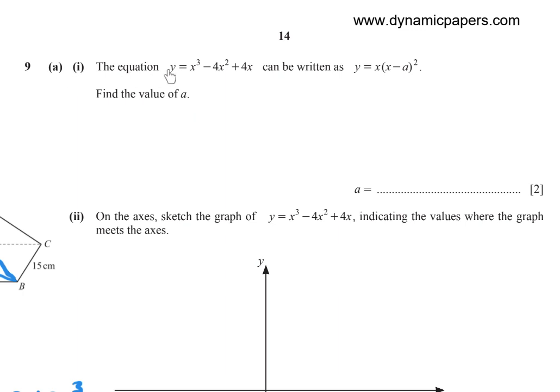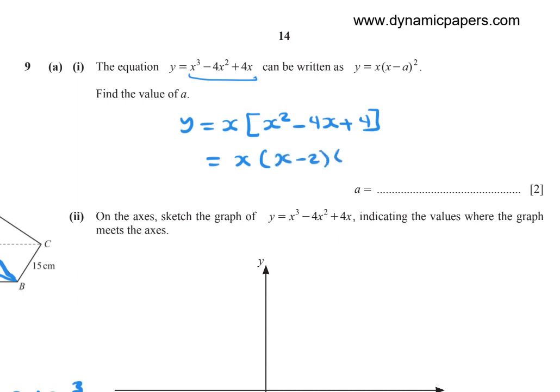9a(i). The equation y equals x power 3 minus 4x power 2 plus 4x can be written as y equals x times (x minus a) all squared. Find the value of a. So for this one, we can take x common. So y equals x bracket x squared minus 4x plus 4. We can factorize the trinomial. Two numbers that multiply to give 4 and add to give negative 4, so (x minus 2) times (x minus 2). So this can be written as x times (x minus 2) all squared. So a equals 2.